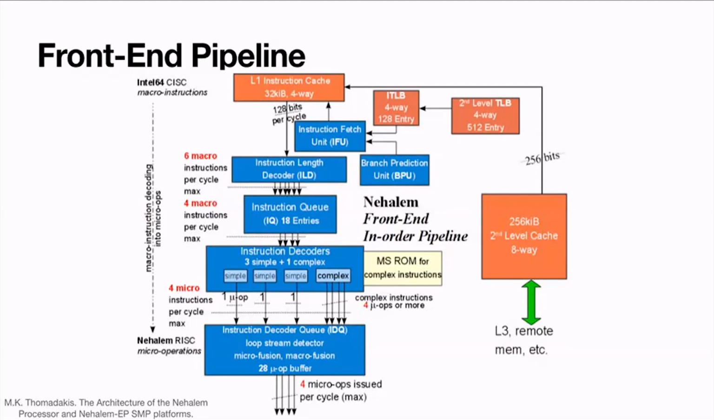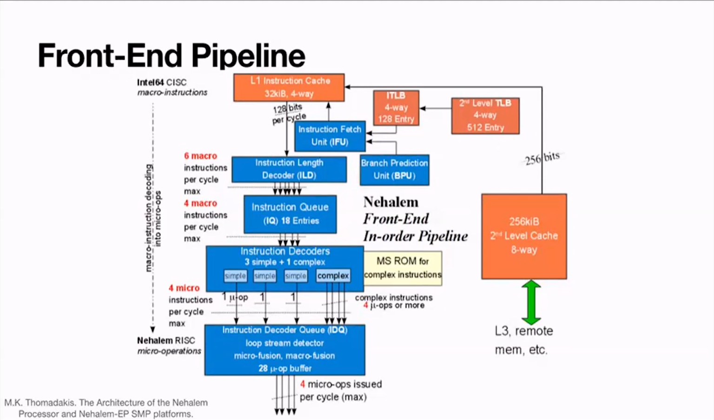Then once I detect that the program is in the loop and executing the loop multiple times, I don't have to perform this fetch, pre-decode, decode, and so on, because the decoded instructions are already there in this IDQ. That is the advantage of the loop stream detector. This is going to detect whether we are running a loop or not.